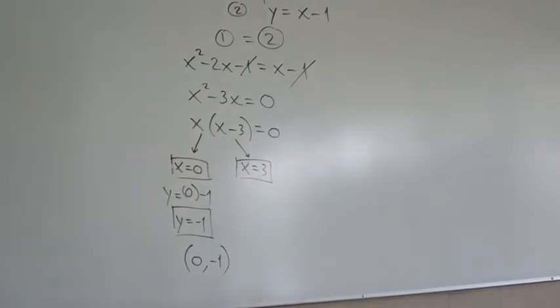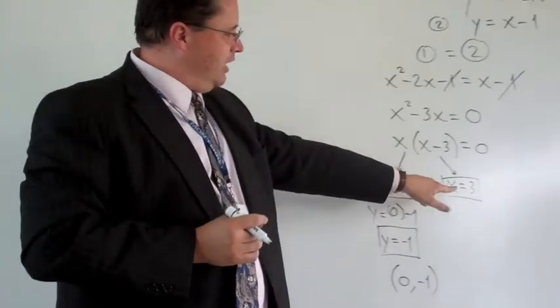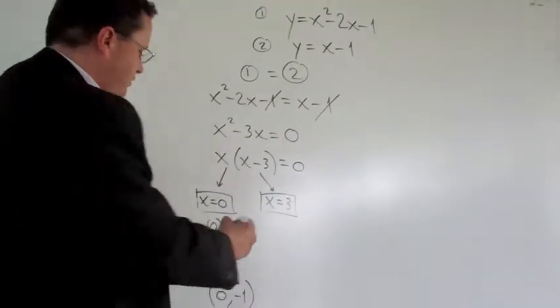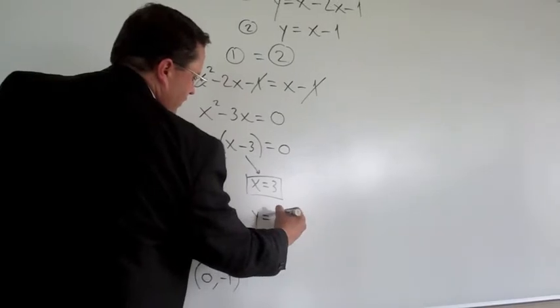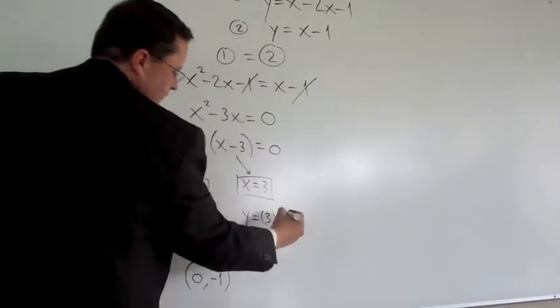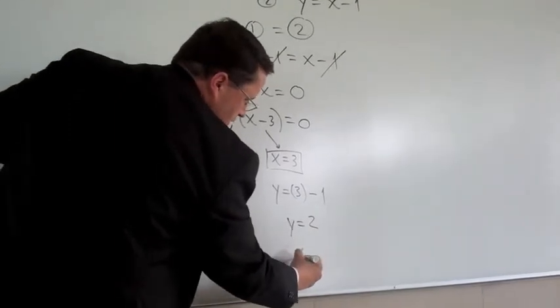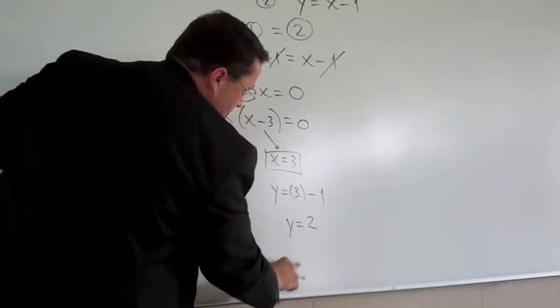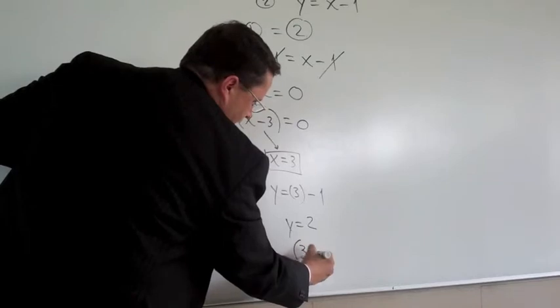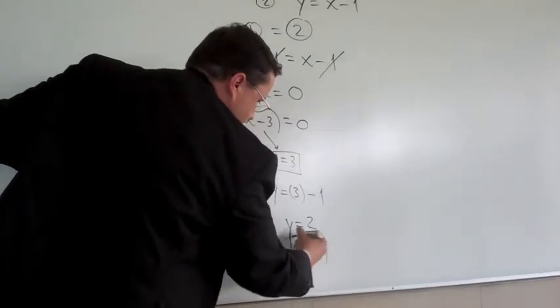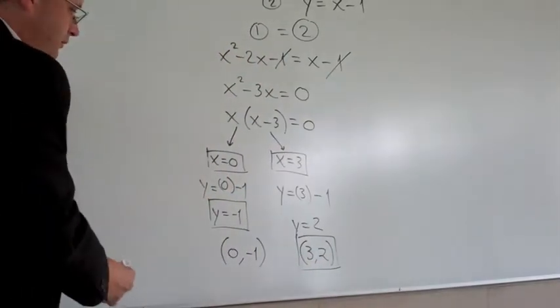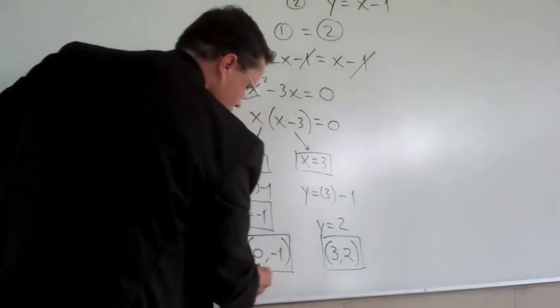Okay? Now, second solution, second coordinate. If we substitute 3 in the same equation, we're going to get 3, that's the x, minus 1, so y equals 2. So the coordinate is going to be 3, 2.